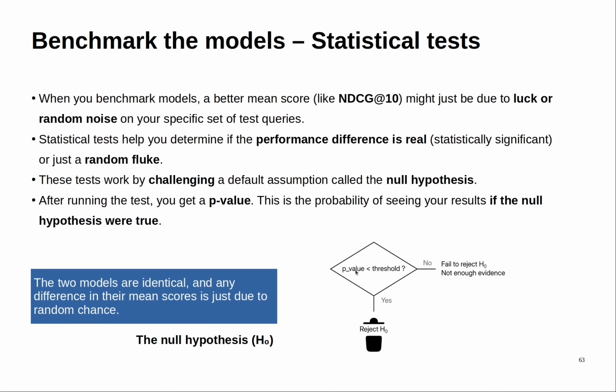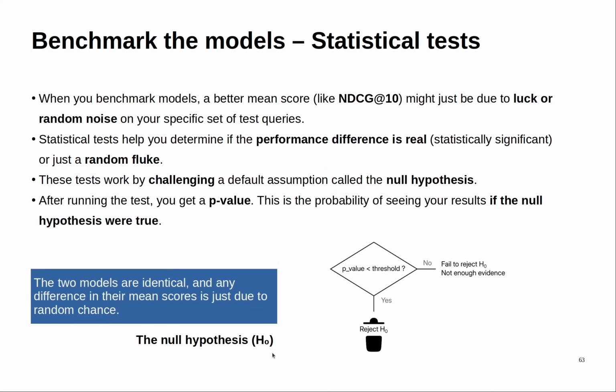And here is how it works. Basically, you set a threshold. Generally, we set it to 5%, but you can go lower if you want, or higher. You get the p-value. If this probability is smaller than 5%, we are going to reject the null hypothesis, and we are going to say with confidence that model A is better than model B, or model B is better than model A. But if the p-value is greater than the threshold, in this case, it's complicated. We fail to reject the null hypothesis because we don't have enough evidence.